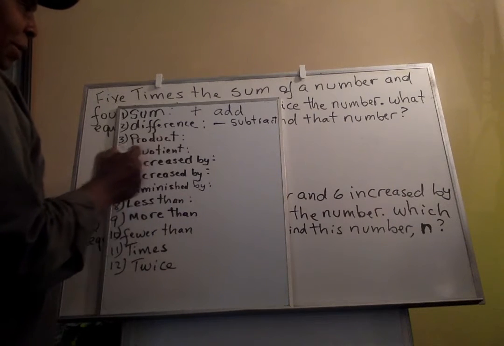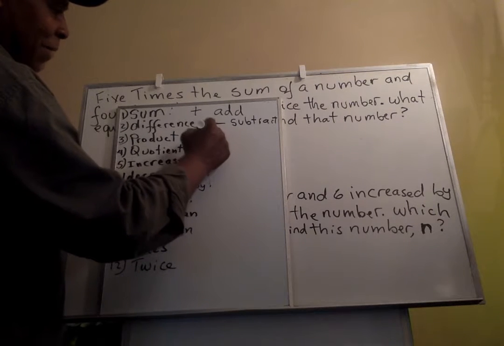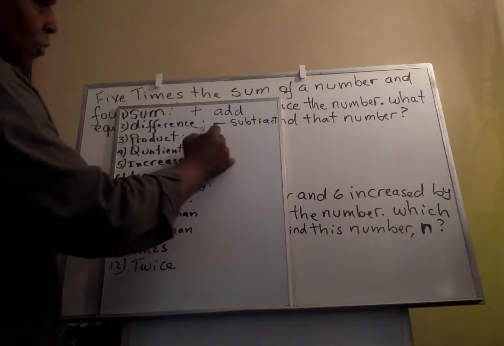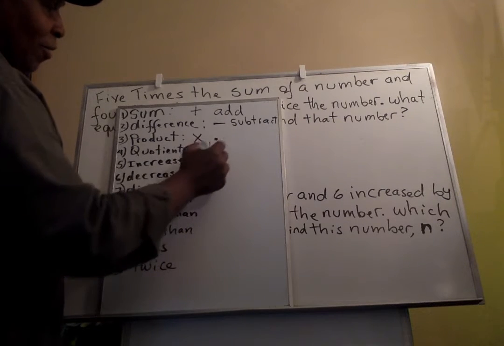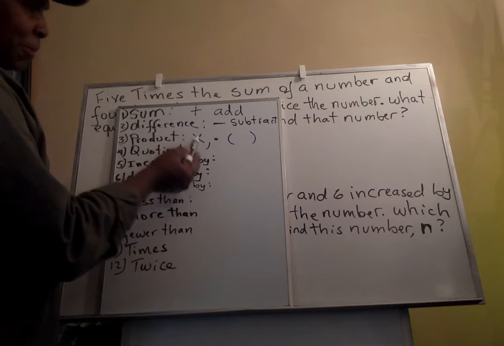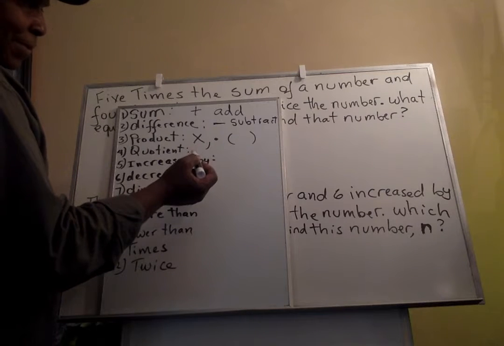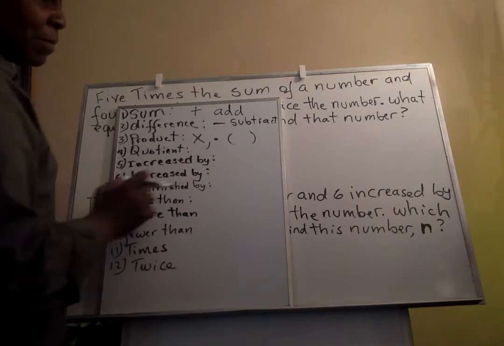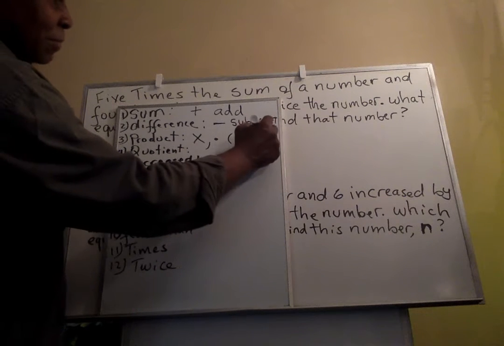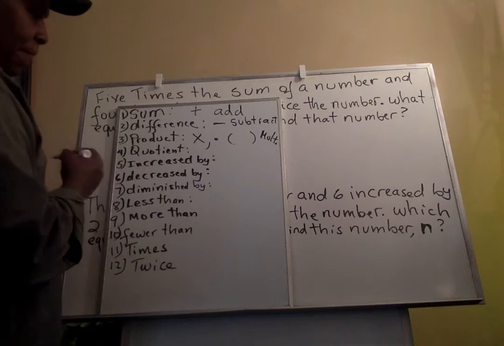So product, that's multiplication. Either this way, that's not a negative, that's multiplication, or a dot or parenthesis. So product is multiplication, either like this or like this or like this. Parenthesis also means multiplication. It also means product. So really this is multiplication, and abbreviated, that's multiplication.